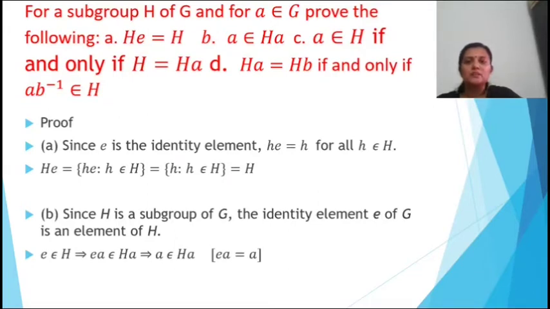Now the next one, a is an element of Ha. Since H is a subgroup of G, the identity element e of G is an element of H, so e is an element of H, which implies ea is an element of Ha, which implies a is an element of Ha since ea equal to a.